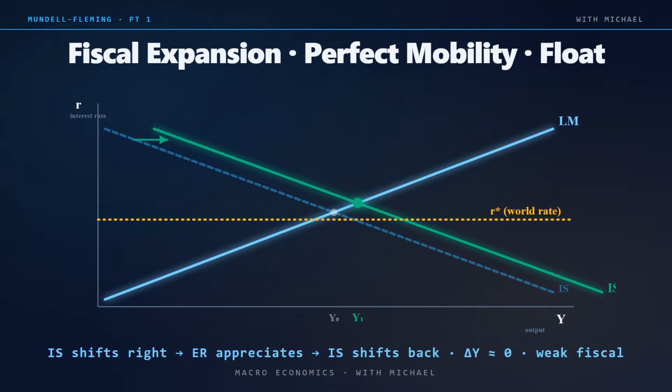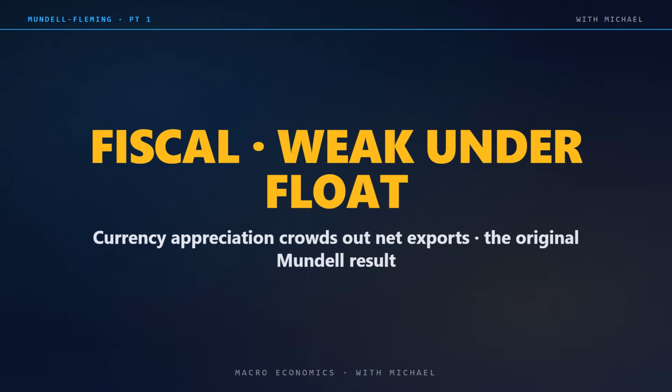Under perfect capital mobility with a floating exchange rate, monetary expansion is very effective. As LM shifts right, the interest rate dips below R*. Capital flows out. The currency depreciates. The depreciation makes exports cheaper and imports more expensive. Net exports rise. The IS curve also shifts right. Output rises by even more than the original monetary expansion would have suggested. This is sometimes called the exchange rate channel of monetary policy.